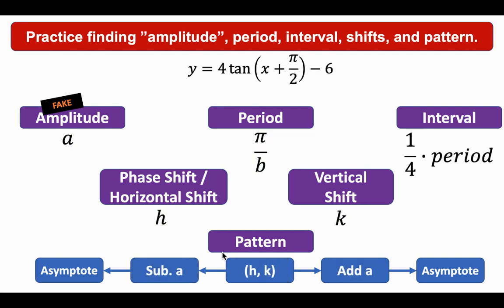Okay, let's try it on this one. Go ahead and feel free to try to figure this one out. Okay, so A should have been a 4, B should have been a 1, H is the opposite, so it's negative pi over 2, and K stays the same. It's just a negative 6. And then now you just start filling in all these pieces.